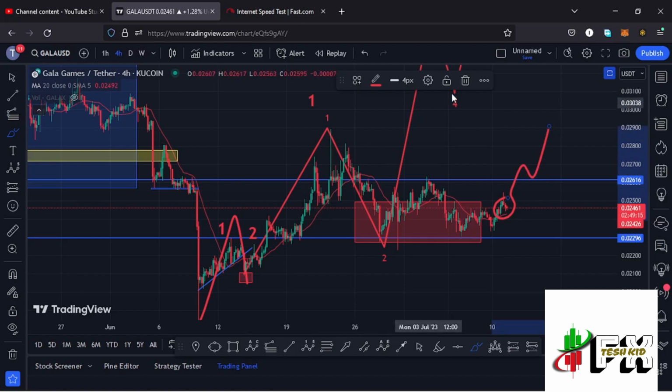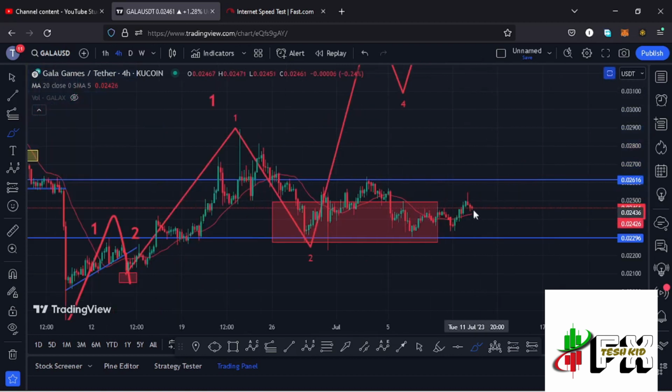$0.02892 mark. And if by any chance we continue seeing further weakness, and maybe at some point we also lose the 20-day MA here on the 4-hour chart, then we can expect further breakdown to the next key area of support at around the $0.02296 mark, where we can find support and then get that massive bounce back to the upper side.